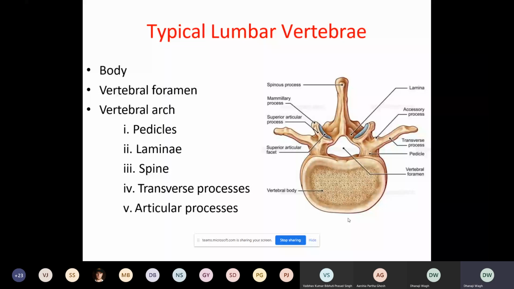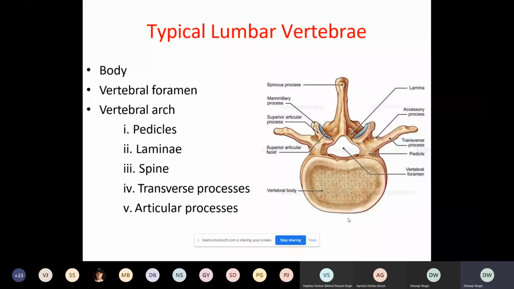Then I repeat, the body of a typical lumbar vertebra is massive, large, and wider from side to side than from before backward. Remember, anteriorly the height of the body is greater than posteriorly, and this difference contributes to the forward convexity of the lumbar spine.